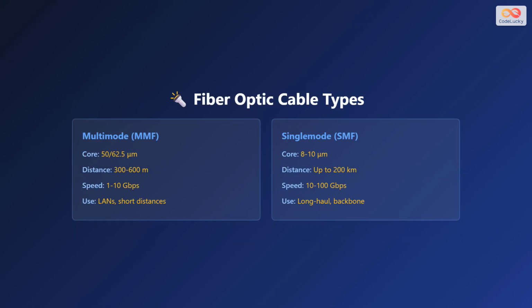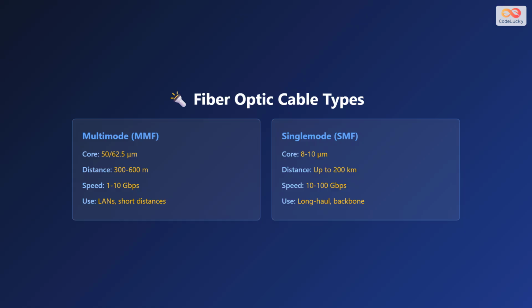Fiber optic cables are a different technology that uses light instead of electrical signals to transmit data. They offer much higher speeds and longer distances than copper cables. There are 2 main types of fiber optic cables. Multimode fiber, or MMF, has a larger core diameter of 50 to 62.5 micrometers and is suitable for shorter distances up to 600 meters. It's less expensive and commonly used in local area networks.